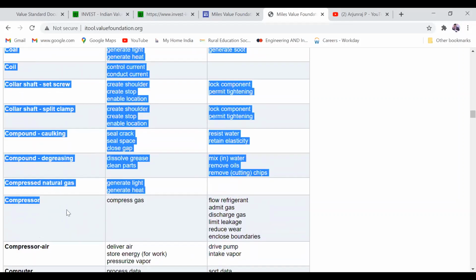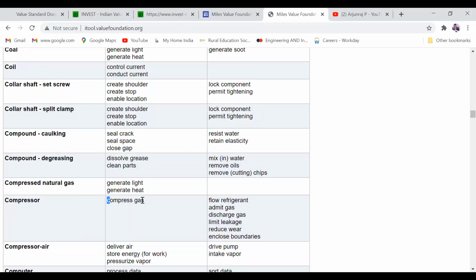Compressor. Why do you need to have the compressor? To compress gas. And it will also help you to flow refrigerant. It will help you to admit gas, discharge gas, reduce wear, enclose boundaries, etc.